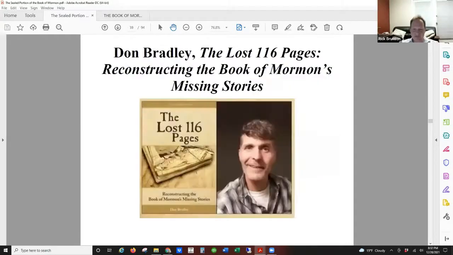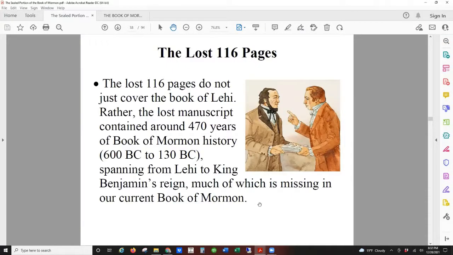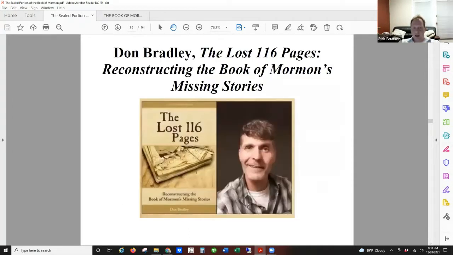You're so generous, Steve. Okay, so there's a lot of information that was missing in this 116 pages. It's not just the story of Lehi and Nephi. It covers 470 years. I want to introduce you to a book and an author named Don Bradley. Has anyone heard of this book or this author? Have you read it, Dennis? Yeah, it's really good.